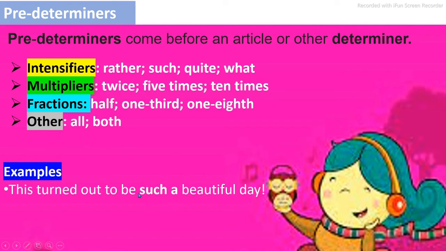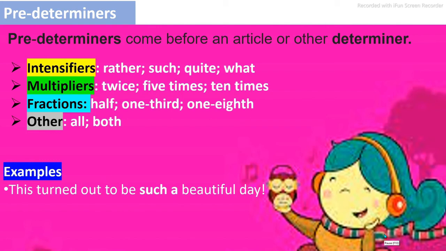When we use such, it is like an emphatic word, okay, but here it is used as a predeterminer. The article a is also a determiner which is modifying the noun day, and before this determiner there is one more determiner used, and that's why, as it is used before the determiner, it is called the predeterminer.